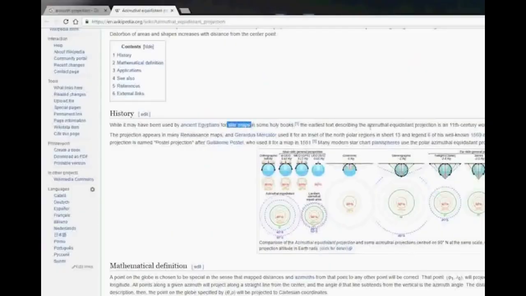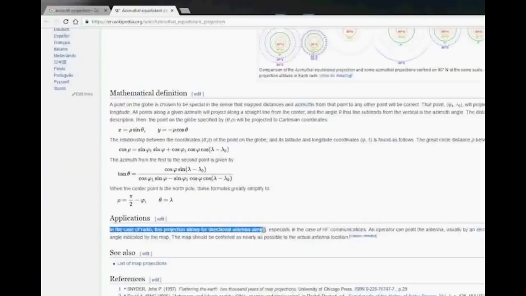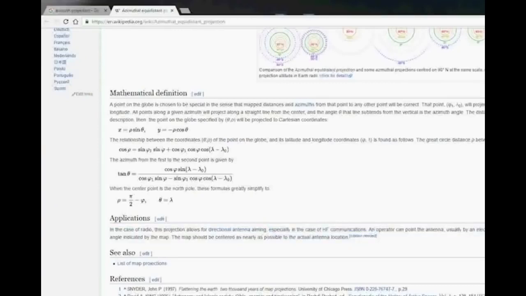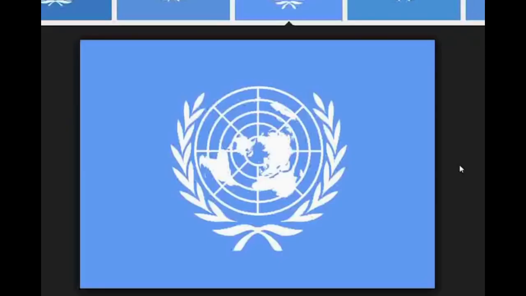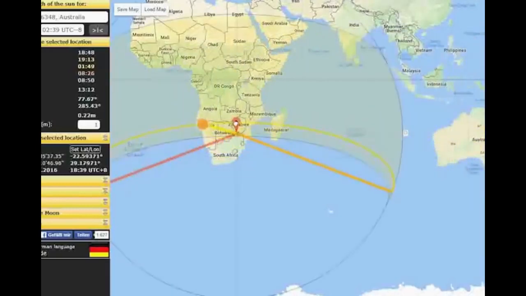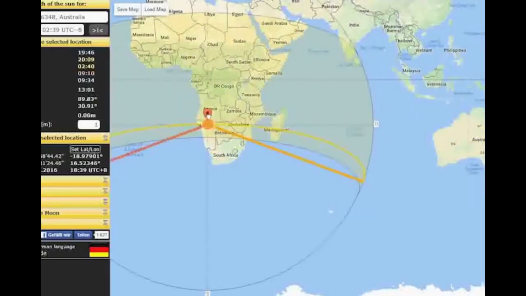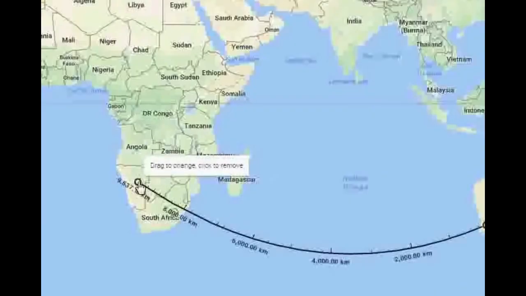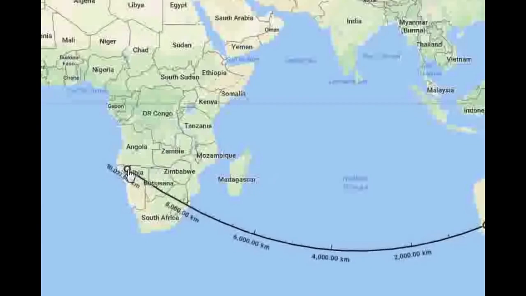Also, if it is inaccurate, then why do many modern star chart planispheres use the polar azimuthal equidistant projection? In the case of radio, this projection allows for directional antenna aiming, especially in the case of HF communications. So the answer here is, it is used because it is the most accurate map we have. This is why it is the UN flag logo, and this is why flat earthers use it. Round earthers will argue that Australia is not in the right position, but it is. This is why you can calculate sunsets 10,000 kilometers away from Australia, and this is why the sun almost never appears south of Australia, and why the azimuthal equidistant map works for all telecommunications and projections.